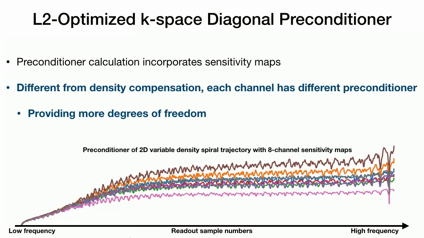And an intuitive explanation is that in sensitivity maps, we also have some linear phase in it. And so in k-space, what this means is that you have some shifts. And so when you want to compensate density for multi-channel, you should really take into account these linear phases together for multi-channel systems.